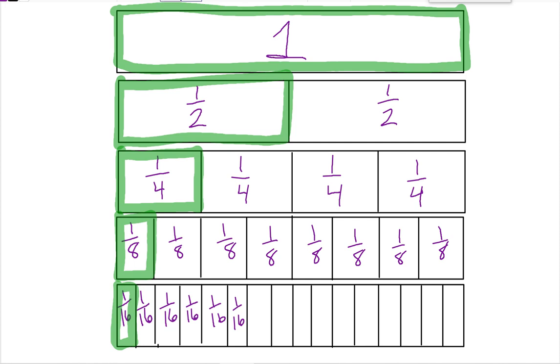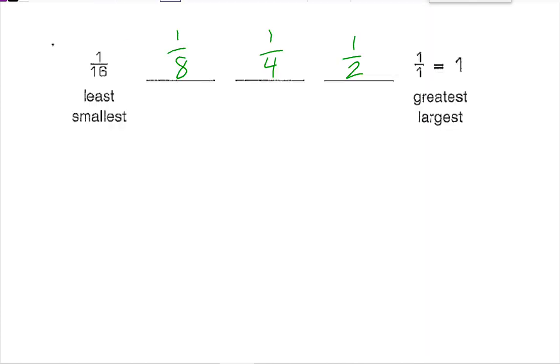Now, we can also see that these are called unit fractions because the numerator of each of the fractions is the number 1. And all of our fractions are unit fractions because they all have a number 1 in the numerator.